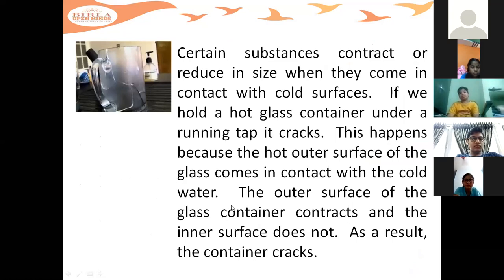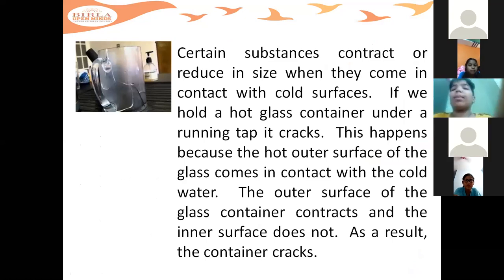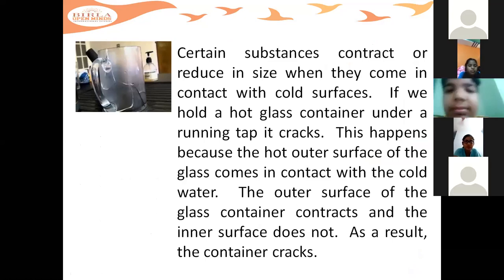When hot water is poured into a glass container, what happens to it? It gets cracked. This happens because the outer surface of the glass comes in contact with cold water. As we have discussed already in the case of a thermos, if you pour cold water, and soon after remove the cold water and pour hot water in it, there are chances of getting cracks.